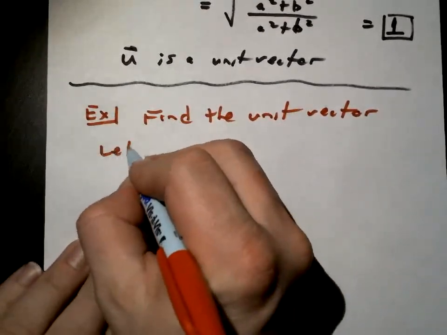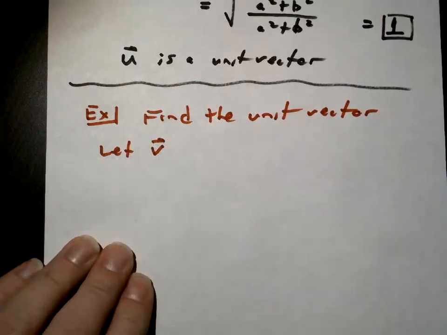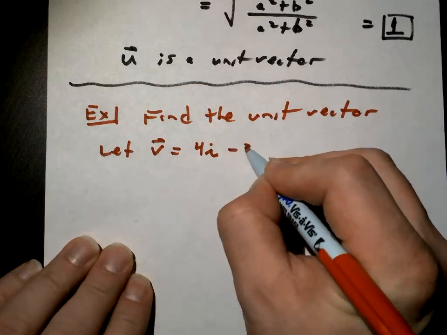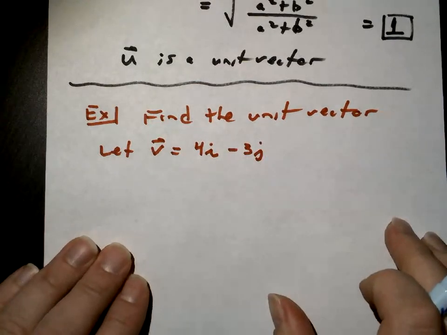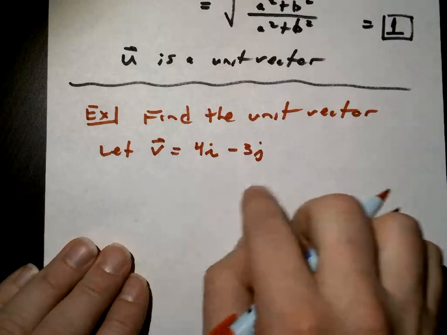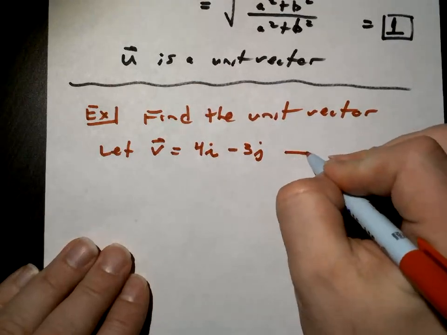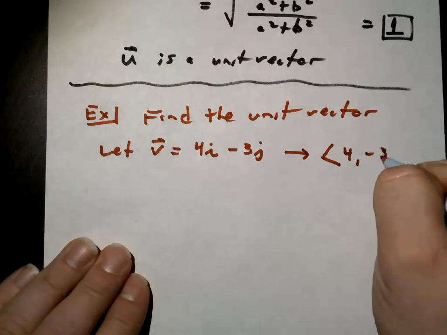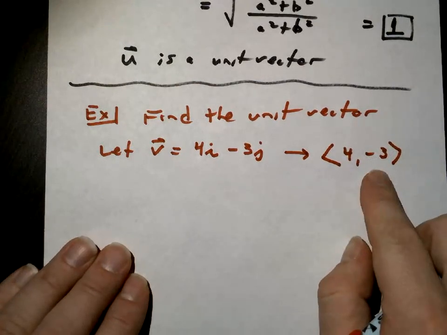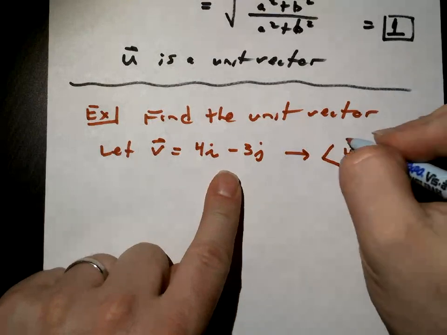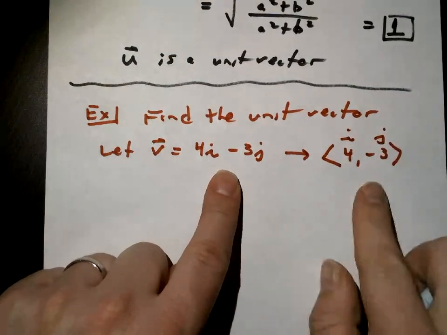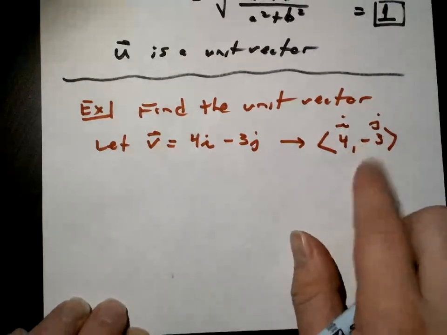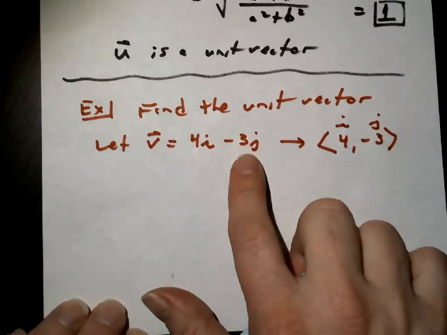So we're going to say let v equal 4i minus 3j. Okay. Now I kind of want you to see this a little bit. You can rewrite this as the vector 4, minus 3. This is the same thing. Remember, this is your i, this is your j. These are just coordinates. So you can rewrite it like that if you like, but we can leave it like this too.